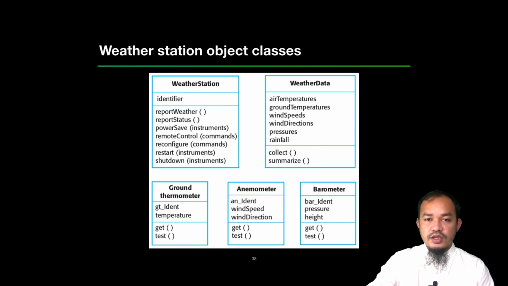If you have experience in object-oriented programming, and you look at this diagram, you know how to write the code. For example, weather data: I can say class WeatherData, and the properties will be air temperature and so on, and the functions will be collect and summarize. This is easier, it's near to the programming language.